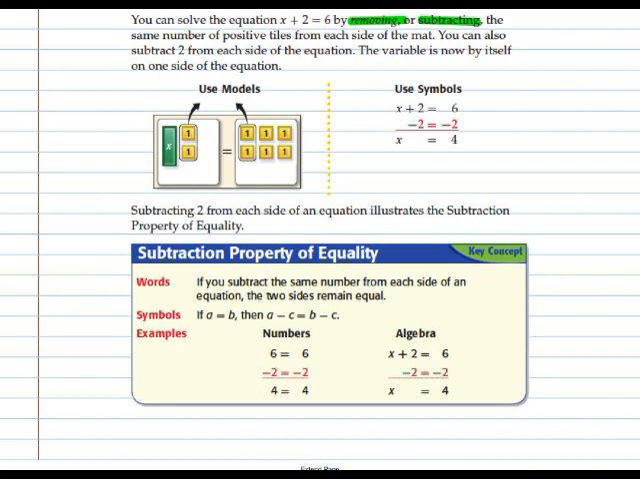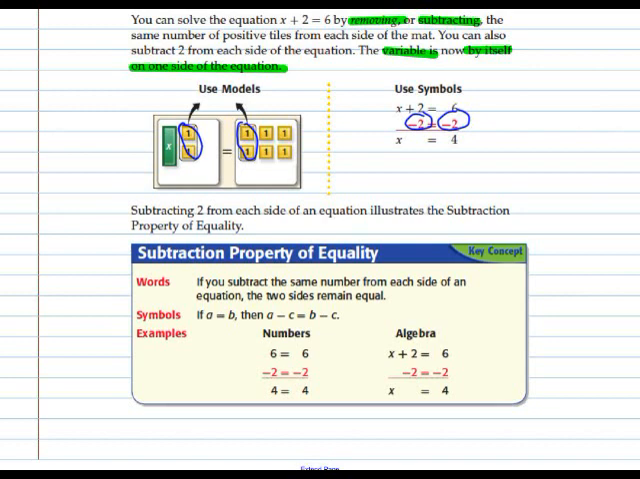So we can use the mat as a model, we can use the equation, and come up with the same answer. Our goal is to get the variable by itself on one side of the equation. So we remove 2 here, we remove 2 here, we subtract 2 here, we subtract 2 here. Either way, we end up with the value of x being 4. That's the value for the variable that makes this a true statement.